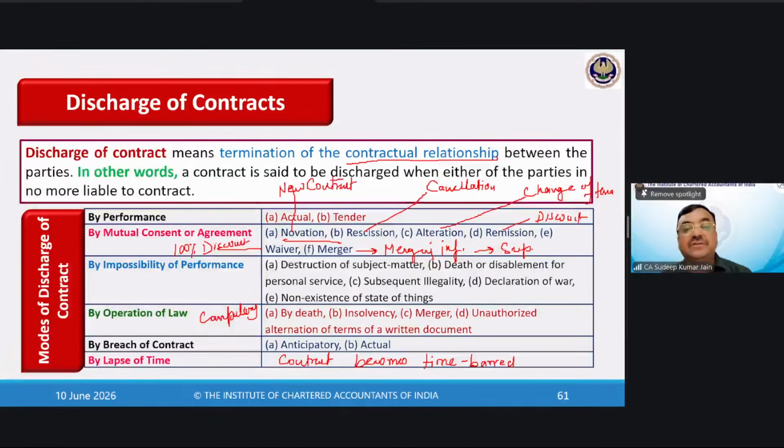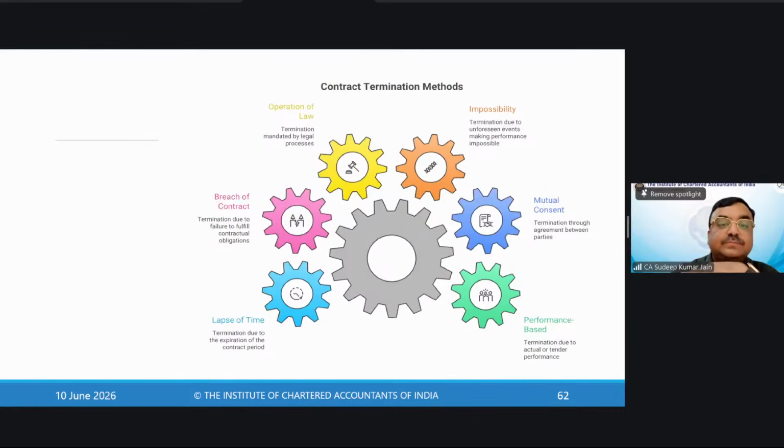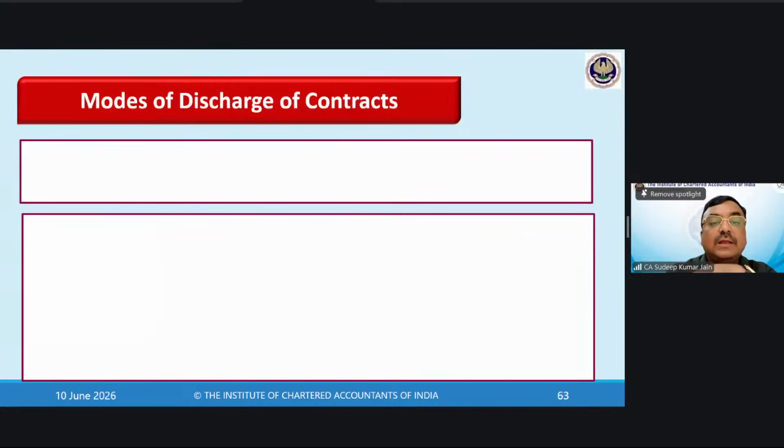After this slide, we will discuss in detail one by one. Please note: by performance, by mutual consent, by impossibility, by operation of law that is compulsory, by breach of contract, by lapse of time. Let's move one by one.